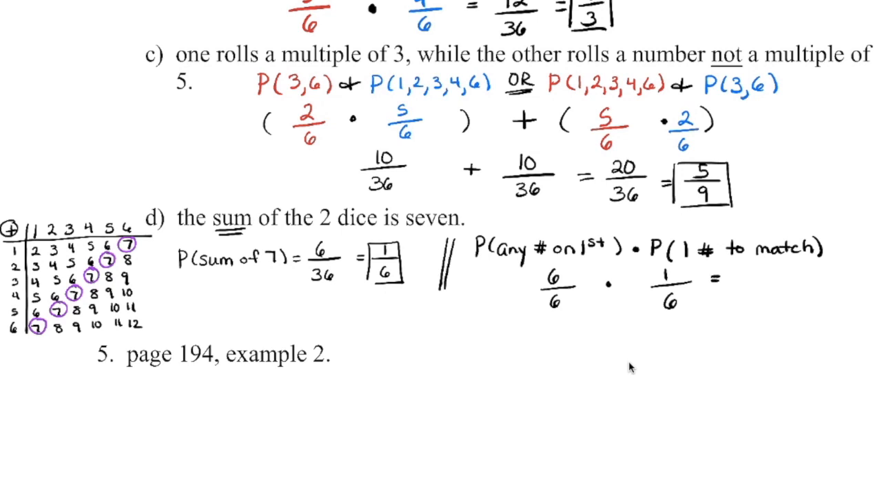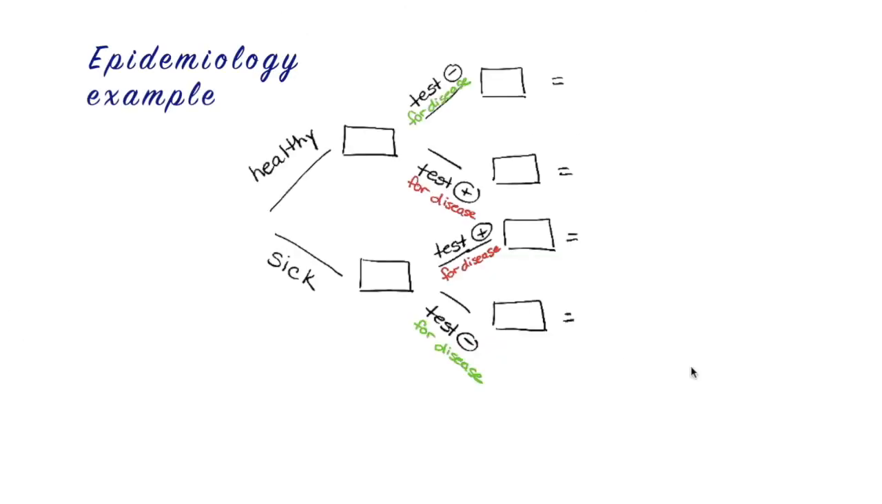So 6 times 6 is 36. 6 times 1 is 6. And again, that reduces to 1/6. So someone had made a comment last week when we were looking at the sample space. They said, well, that is technically 2 events, and you're right. These are dependent events. So if we're going to add to 7, the second number that we get depends on what has already been rolled on the first one.